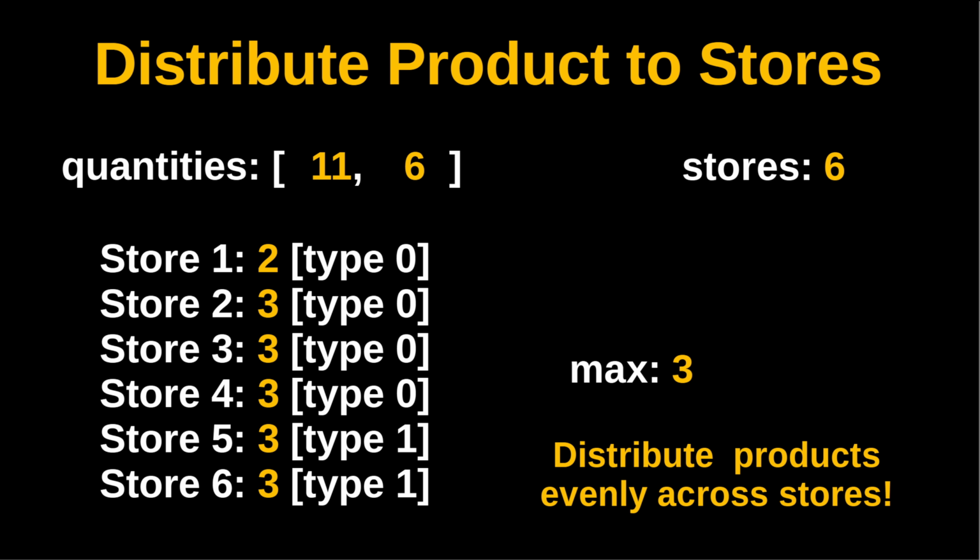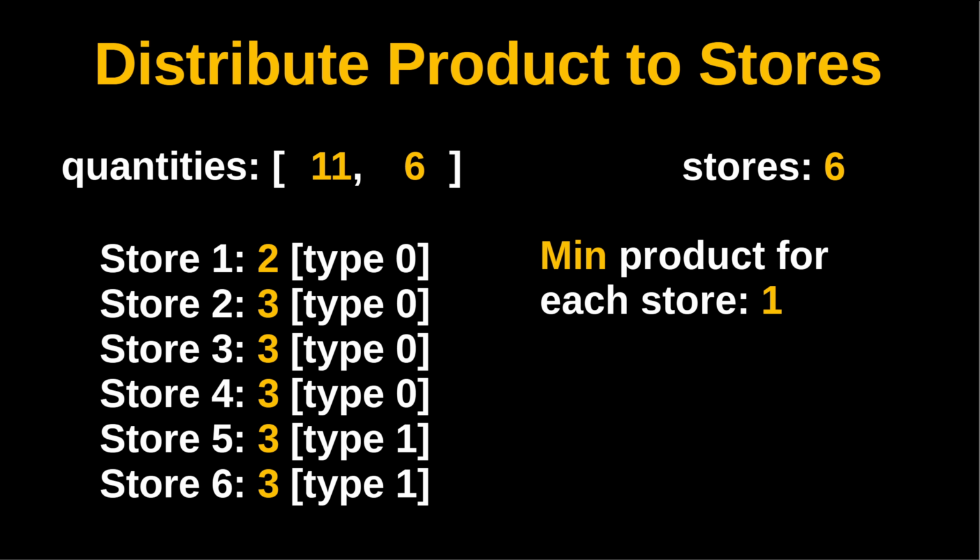First, let's consider what is the minimum number of products one can distribute to each store. Each store needs to get at least 1 product, so the minimum for each store is 1.